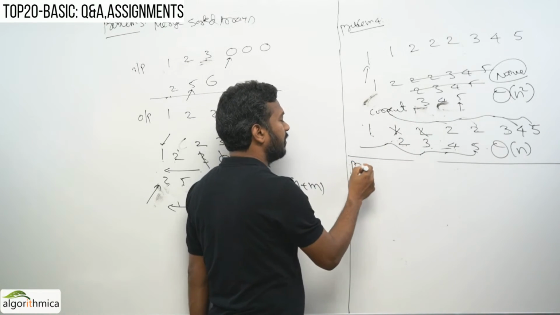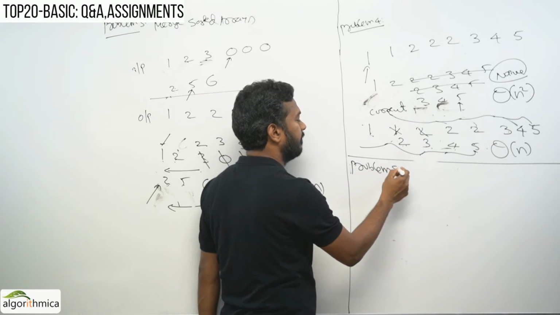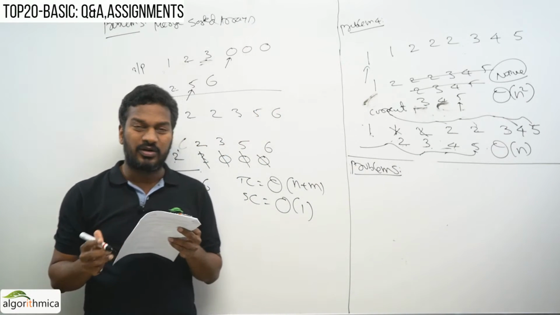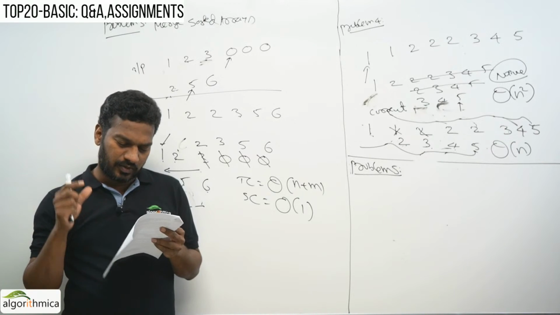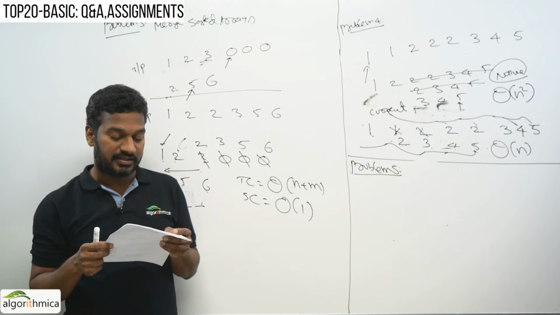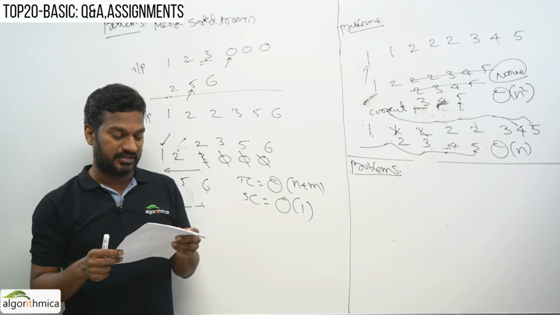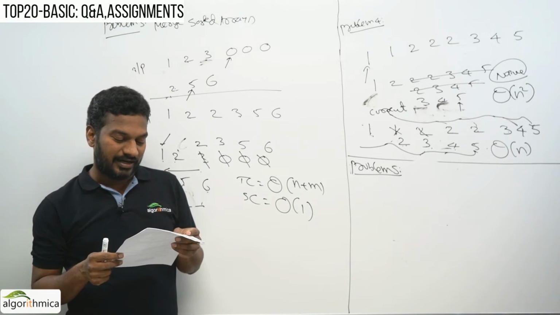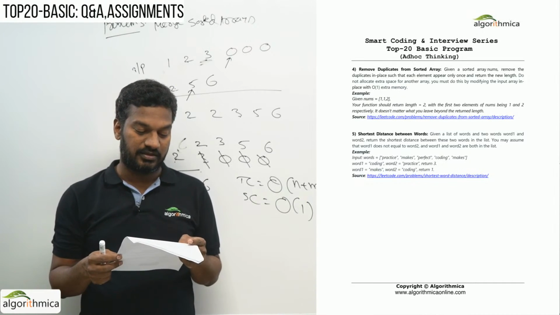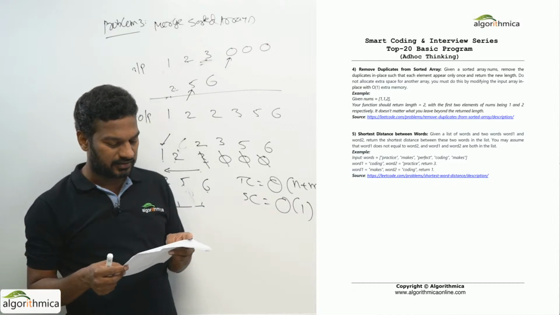I call this problem number 5. Given a list of words, and two words, word1 and word2, return the shortest distance between these two words in the list. Word1 does not equal word2, and they're definitely available in the list. You don't have to bother about non-existence.